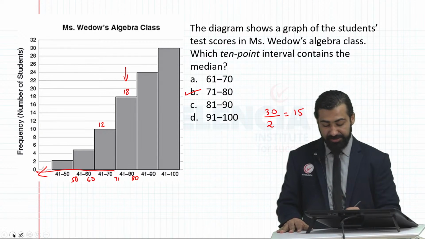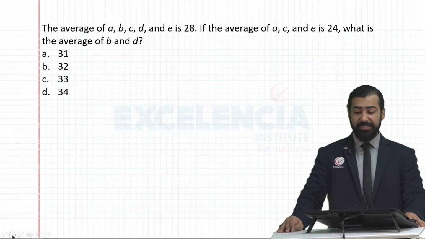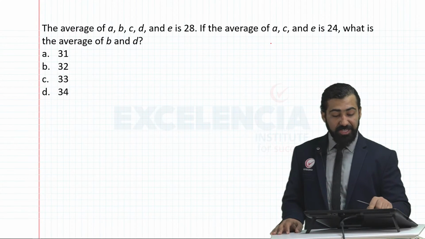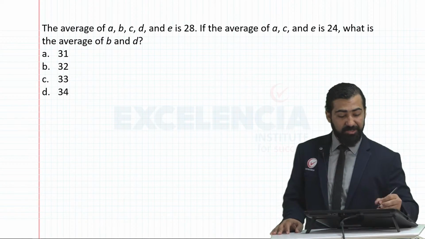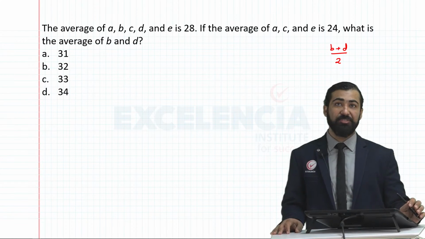Okay, then next. The average of A, B, C, D and E is 28. Average of A, C, E is 24. We want to find the average of B and D. Basically, we want to find the value of (B plus D) divided by 2. This is what you want to find.